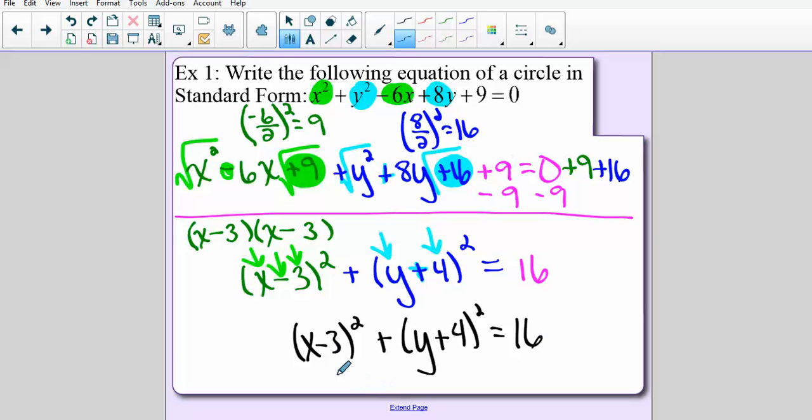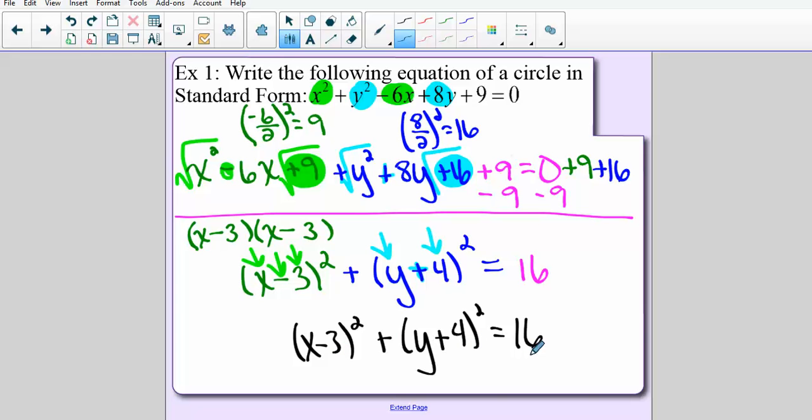And what that tells me is I know my center now. Remember, if it's negative in the equation, the center is positive, and if it's positive in the equation, it's negative as a center. So your center is at 3, -4. And your radius is the square root of 16, which is 4. So if you want, you could go ahead and actually write that down. You guys have some room off to the side: this circle has a center at 3, -4 and a radius of 4.